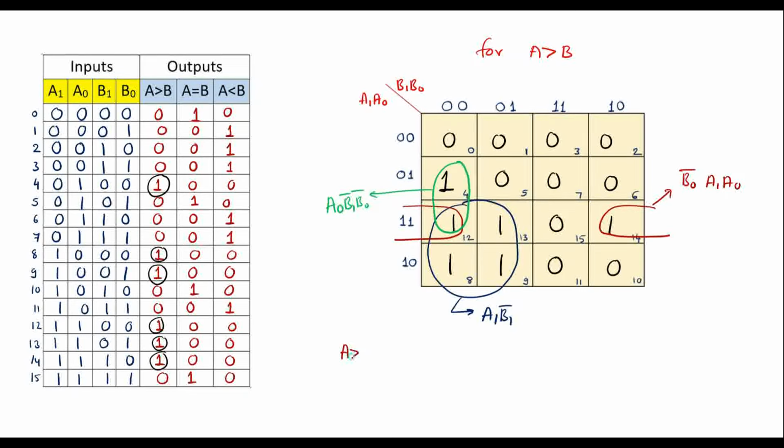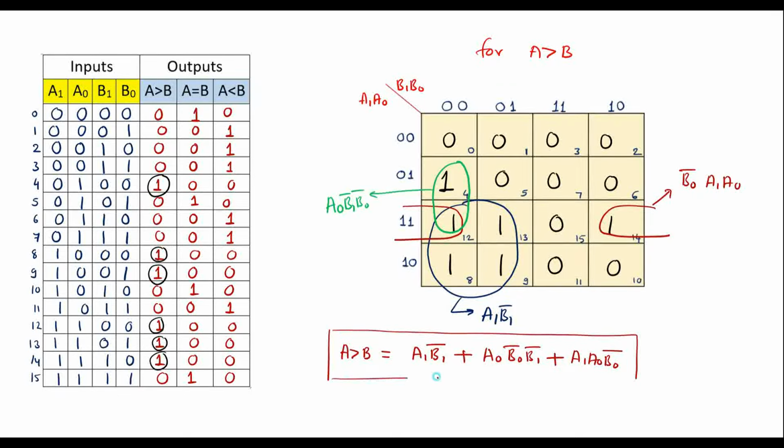for A greater than B, the output expression is, we have A1 B1 bar plus we have A0 B1 bar B0 bar plus, here I can write it as A1 A0 B0 bar. So this is the output Boolean expression when A is greater than B.